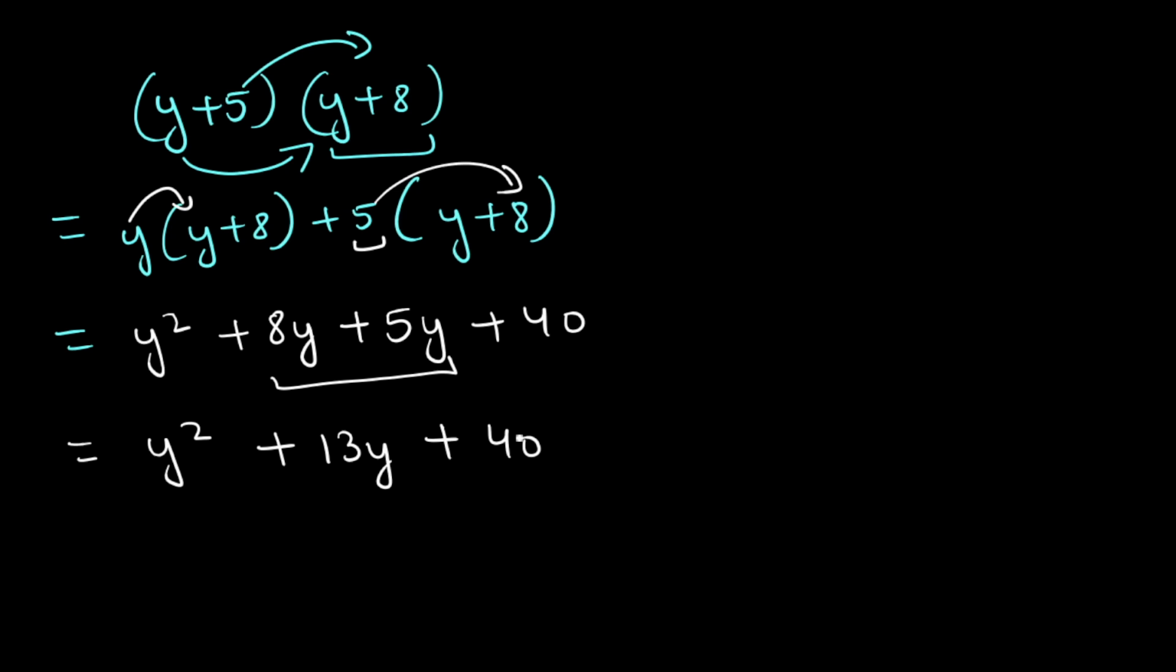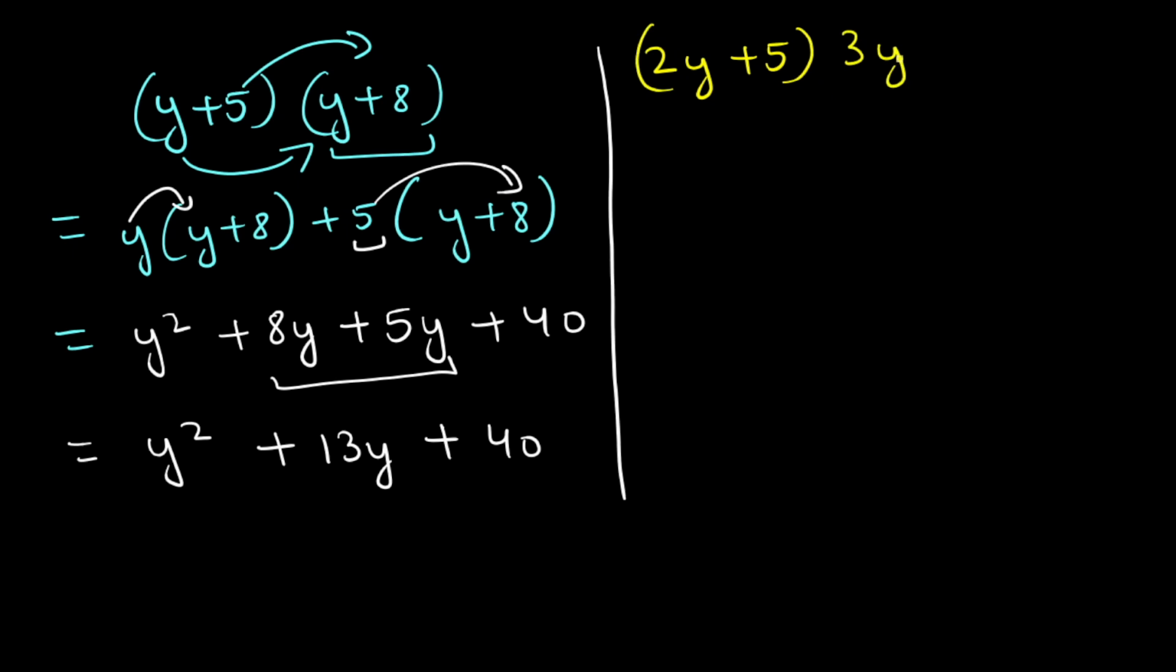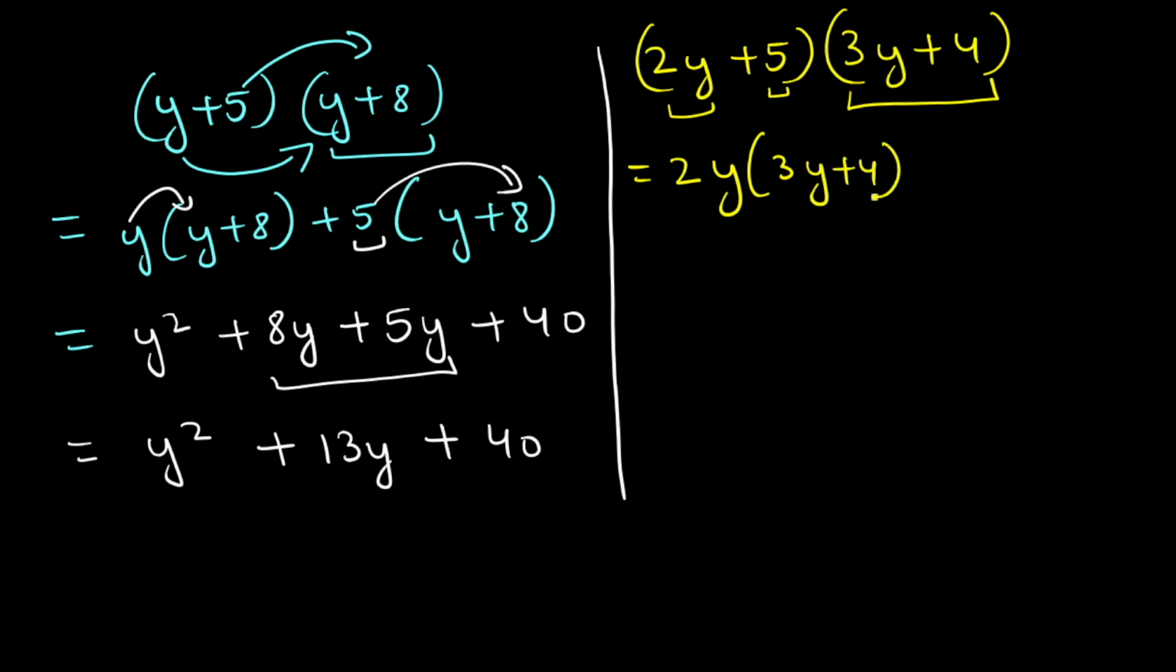Let's take a look at another problem to better understand it. So now, let's say we have 2y plus 5 times 3y plus 4. And now we'll do the same thing. 2y will multiply with the whole parenthesis over here, and then we'll multiply it with 5 again. So we have 2y times 3y plus 4, and then the 5 comes over here, plus 5 in the parenthesis, 3y plus 4.